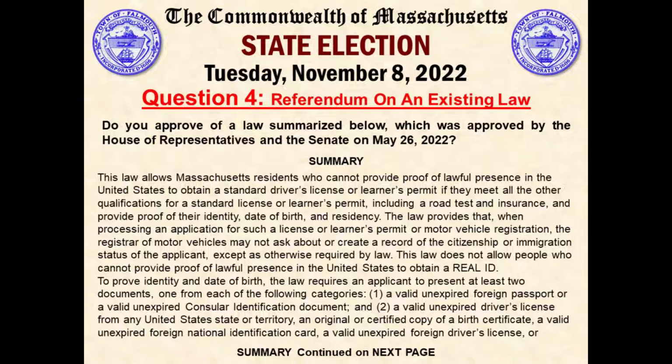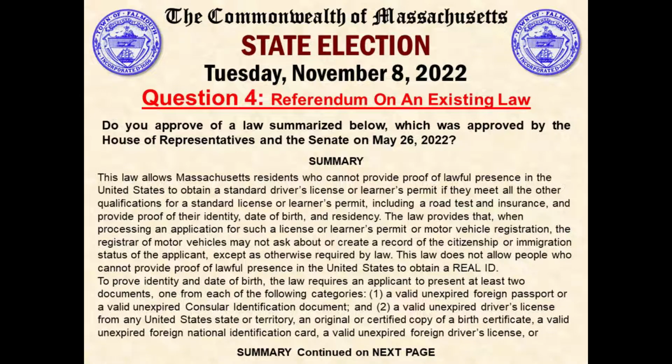The law provides that when processing an application for such a license or learner's permit, or motor vehicle registration, the Registrar of Motor Vehicles may not ask about or create a record of the citizenship or immigration status of the applicant, except as otherwise required by law. This law does not allow people who cannot provide proof of lawful presence in the United States to obtain a real ID. To prove identity and date of birth, the law requires an applicant to present at least 2 documents, one from each of the following categories.